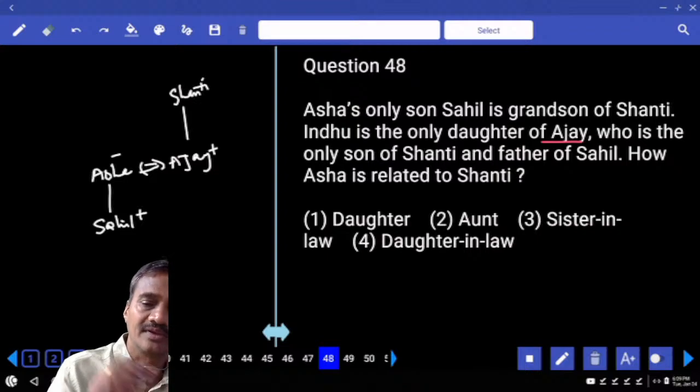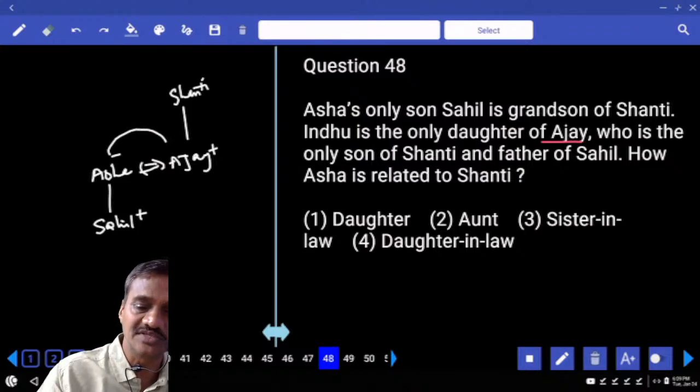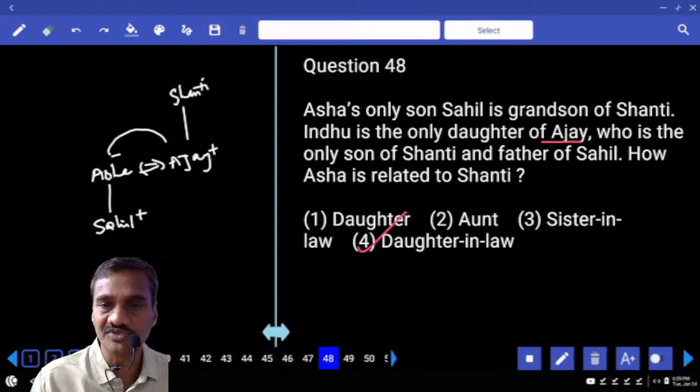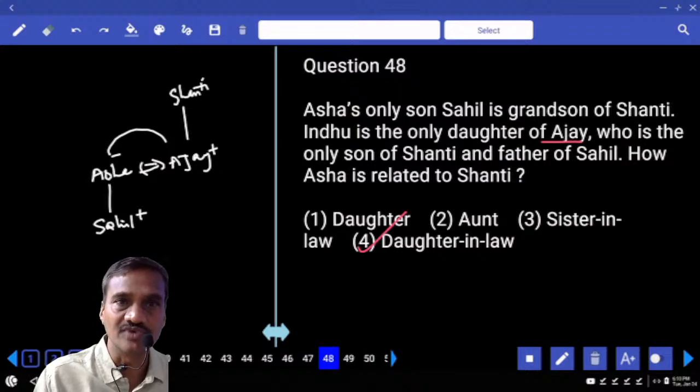And what is the question we have? How is Asha related to Shanti? Shanti's son's wife. Son's wife is daughter-in-law. That is choice 4, question number 48. Shanti's son is Ajay. Ajay's wife is Asha. That is son's wife. Son's wife is daughter-in-law, choice 4.